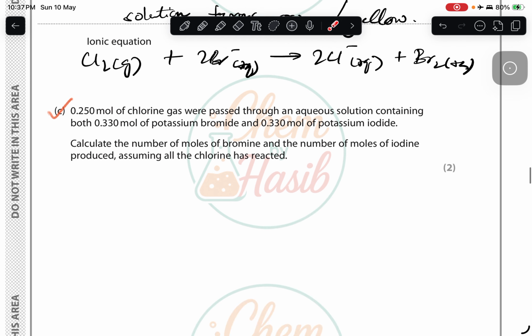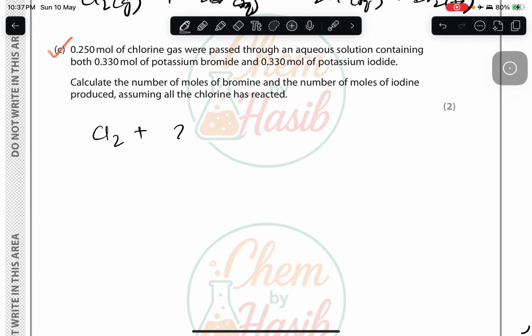So you have to calculate the number of moles of bromine and the number of moles of iodine formed. Now, when you pass chlorine gas through potassium bromide and potassium iodide, initially the chlorine gas would react with potassium iodide because iodide is a more powerful reducing agent than bromide. So initially all the iodide would react. Let us first write the equation of chlorine with iodide, producing chloride and producing iodine.